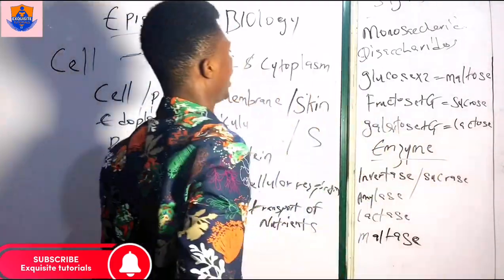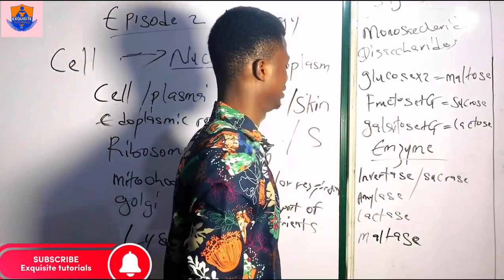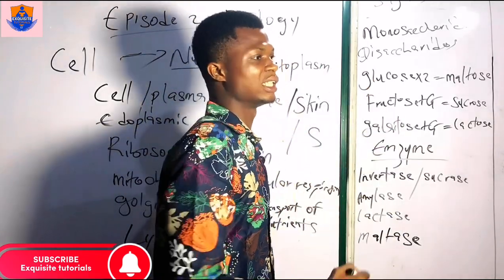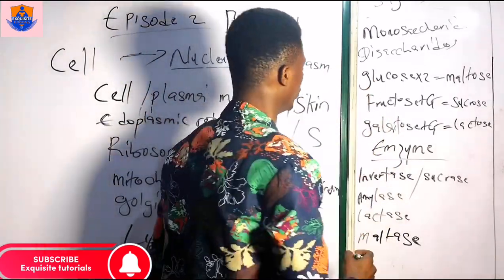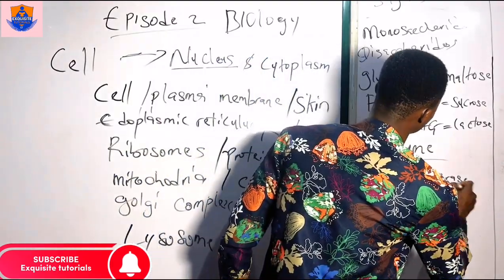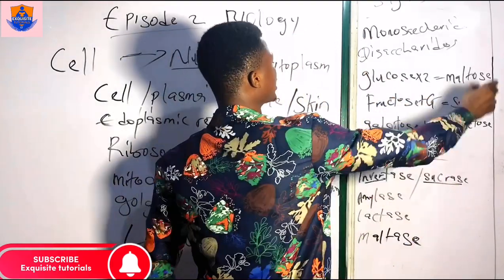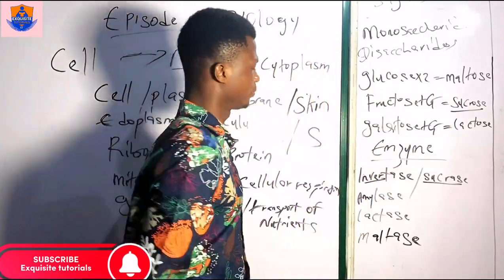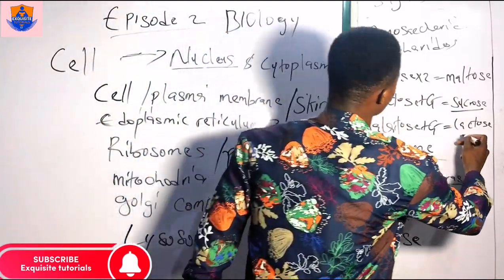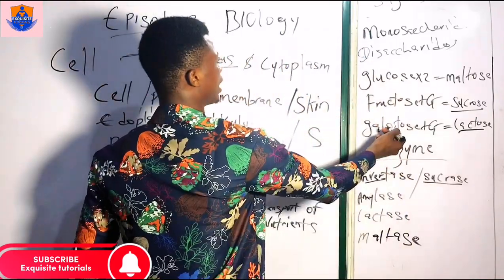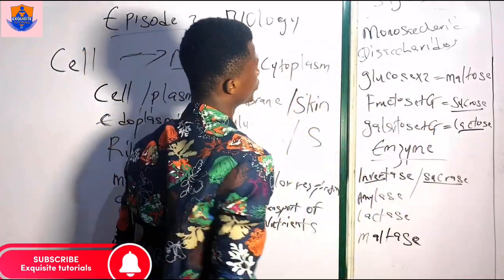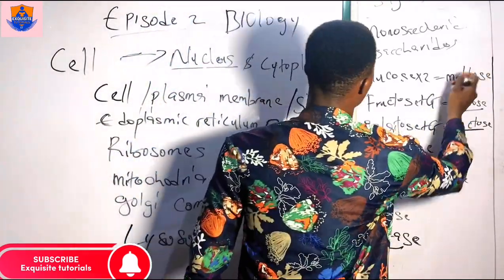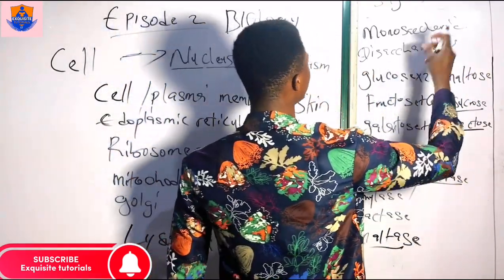Okay, as the name implies, that determines what they do. That determines the work that they do. Invertase or sucrase is what helps to break down sucrose into glucose and fructose. Lactase helps to break down lactose into galactose and glucose. Then maltase helps to break down maltose into glucose and glucose.